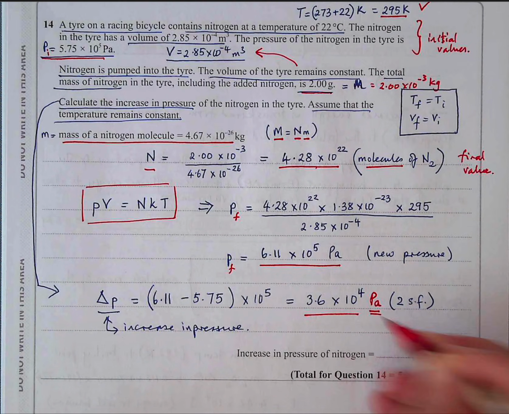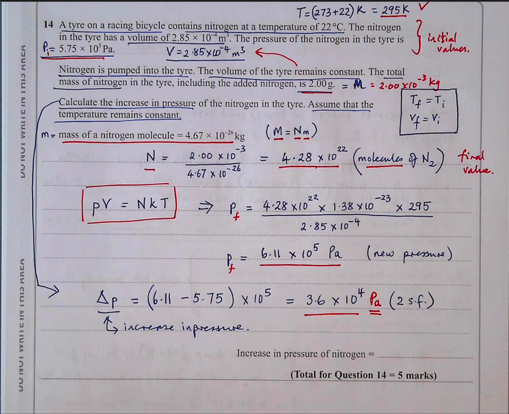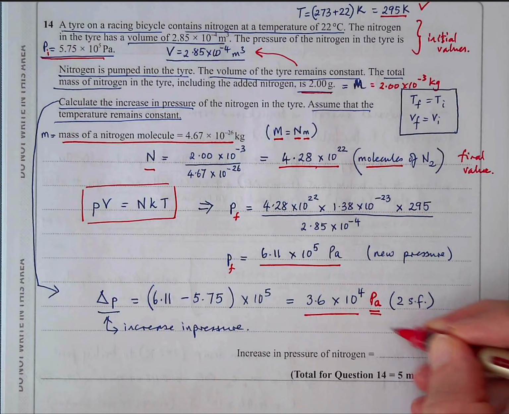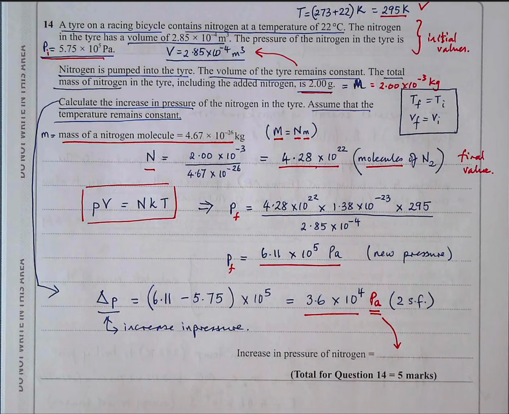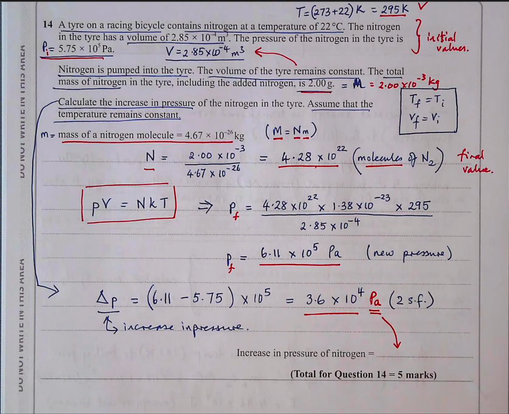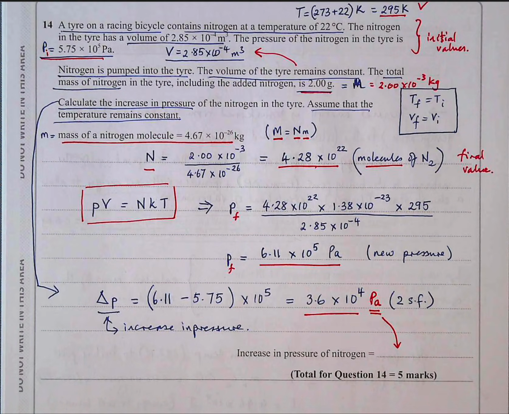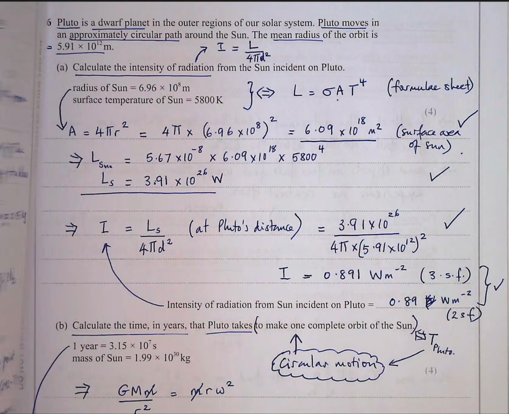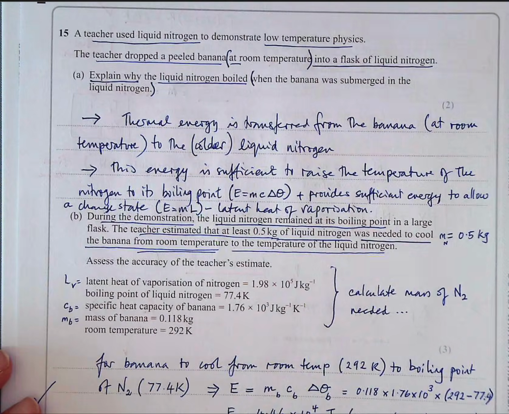3.6 times 10 to the 4. So be careful, you need to write the units in there. If you miss the units, you will lose a mark. Easy to do, as you just noticed. Okay, that's question 14. Question 15.